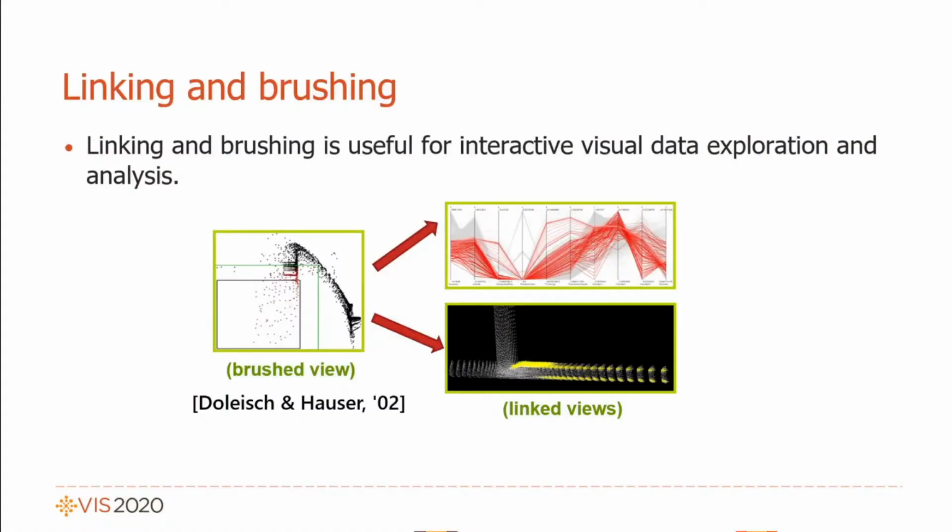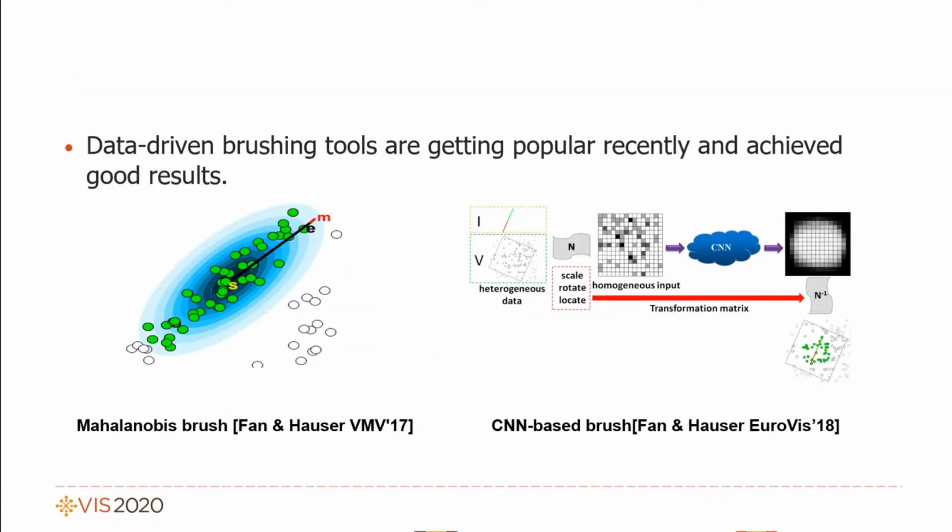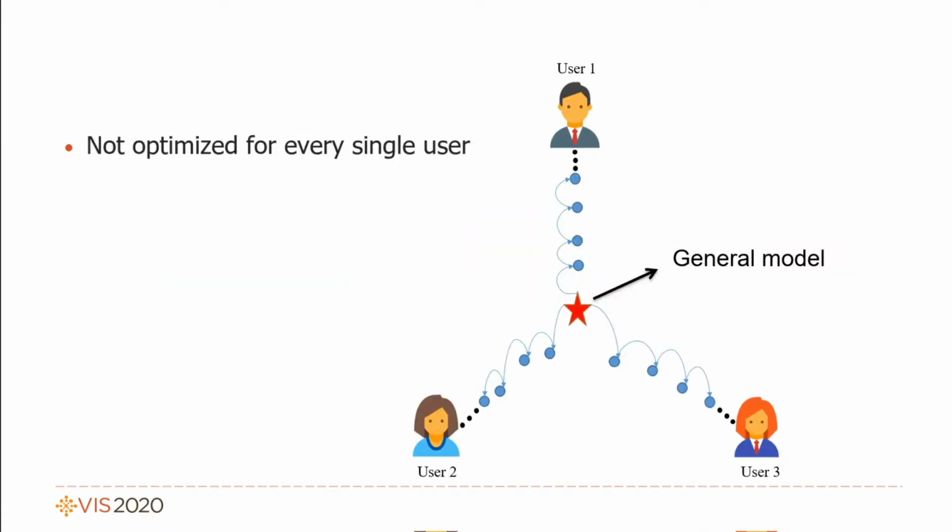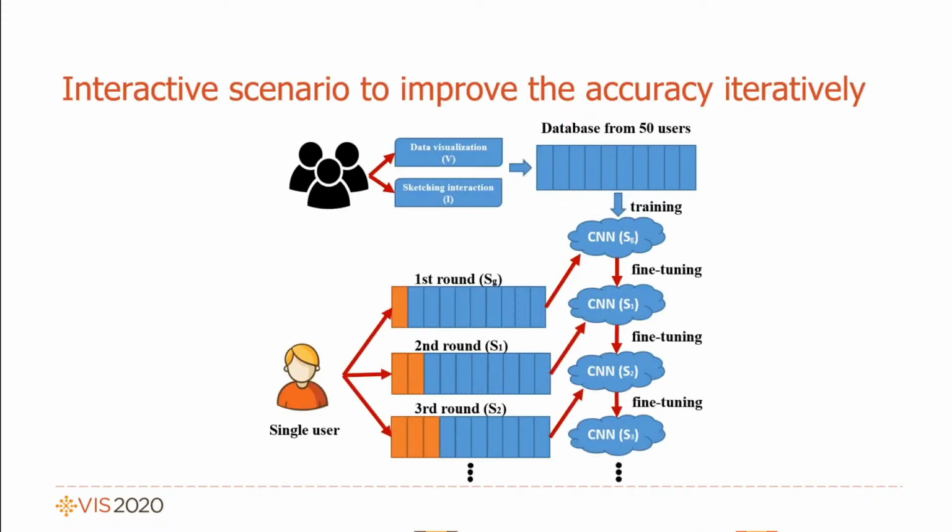Linking and brushing is very useful for interactive video data exploration. Data-driven brushing tools are getting popular recently and achieve good results, for example the Mahalanobis brush and the CNN-based brush. However, these brushing tools are optimized by the data from a large number of users, which are not suitable for everyone. In this paper, we introduce an adaptive brush model which takes the user in the loop to improve the brushing accuracy.